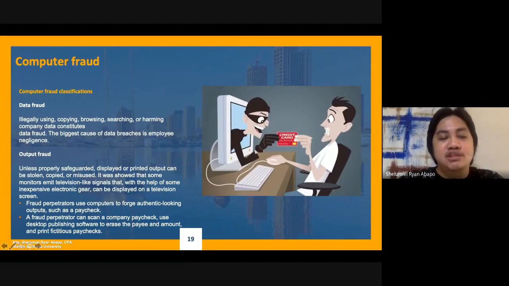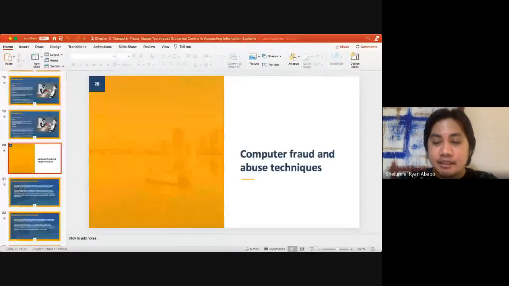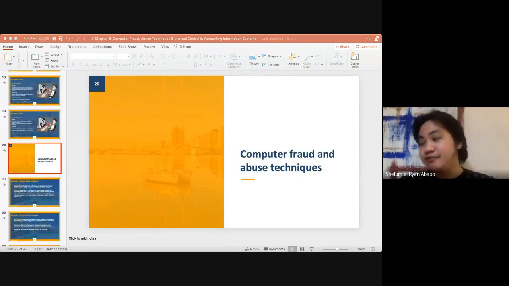And of course, it may happen also by, say, publishing on the desktop something way different, like to deceive the employee with a different amount or a fictitious amount as well, right? So next meeting we will discuss computer fraud techniques. So I don't have much time kasi ano na tayo, 9:47.